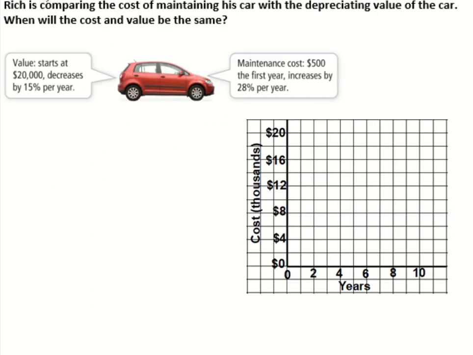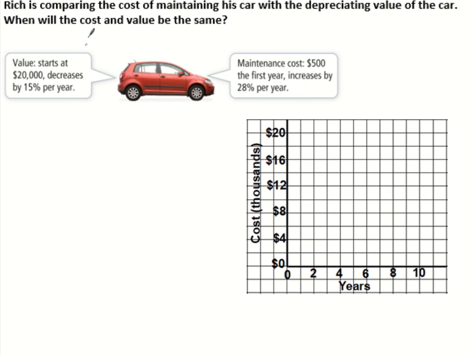Okay, so last word problem, and last problem in general. We're comparing the cost of maintaining the car with the depreciating value of the car. Normally when you buy a brand new car, as soon as you drive it off the lot, it loses some value. So the value of this car starts at $20,000, and decreases by 15% per year. Maintenance costs $500 the first year, and it increases by 28% each year.